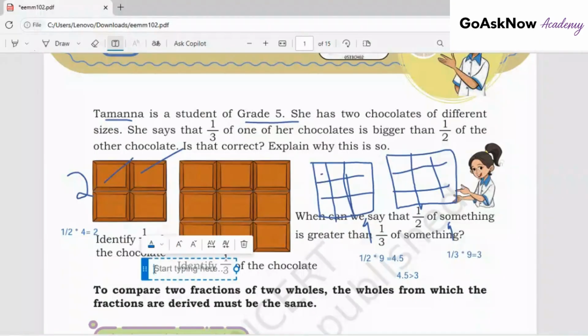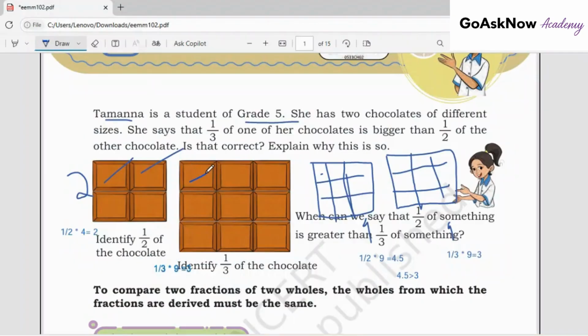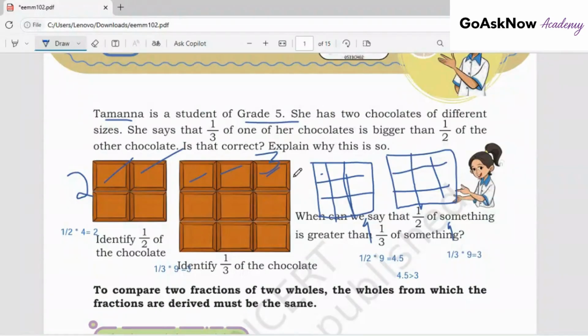Here 9 blocks are there. 1 by 3 into 9 is equal to 3, which is 1, 2, 3. That's why she says that 1 by 3 of one of the chocolates, which is 3, is greater than 1 by 2 of the other chocolate.